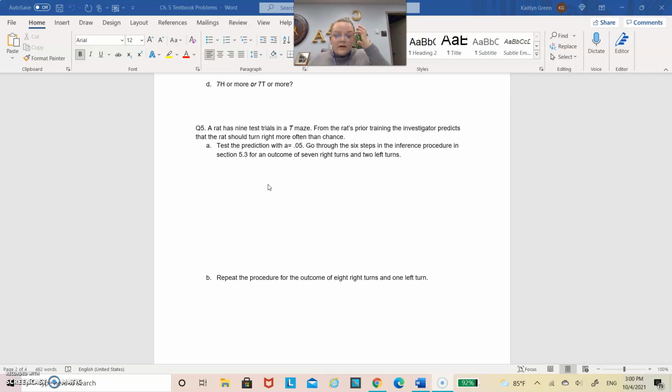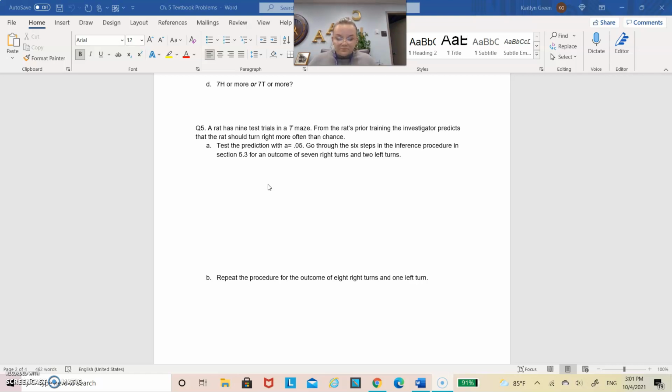And then part B asks to repeat the procedure except for 8 right turns and 1 left turn. So it's the same null hypothesis and alternative hypothesis setup as before. The same thing with alpha. However, the probability of 8 right turns and 1 left turn gives us 10 over 512, which gives us a probability of 0.0195. So on this one, we reject the null hypothesis because 0.0195 is smaller than 0.05.